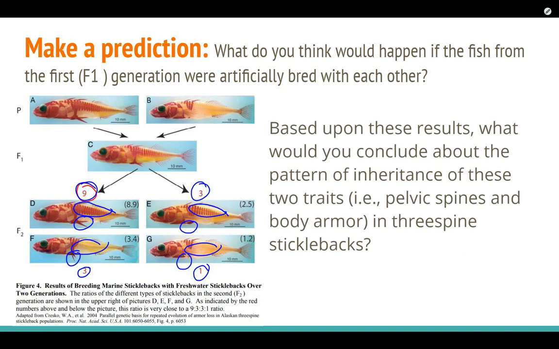So take a minute and summarize. Your next question asks you, based upon those results, to summarize the pattern of inheritance of these traits. How many genes control them? What's dominant? What's recessive? All that kind of stuff. Explain what just happened.